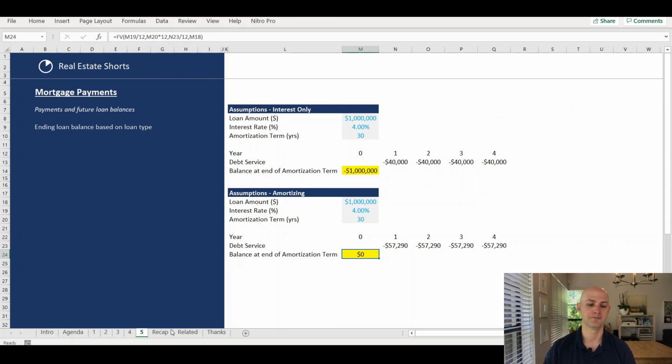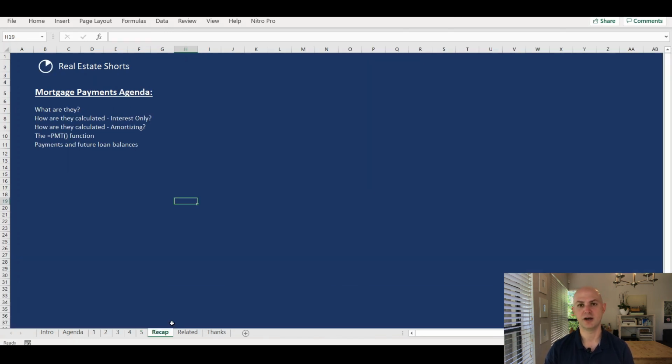So just to recap, we first defined what that mortgage payment was. We spoke about the alias of mortgage payment, debt service. Then we spoke about how that payment is calculated under an interest-only and an amortizing scenario. We explored the payment function in Excel and then illustrated how the different loan types are going to impact what that future loan balance or value is going to be.